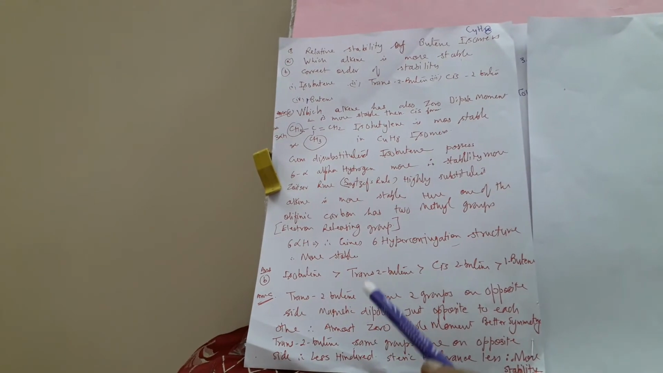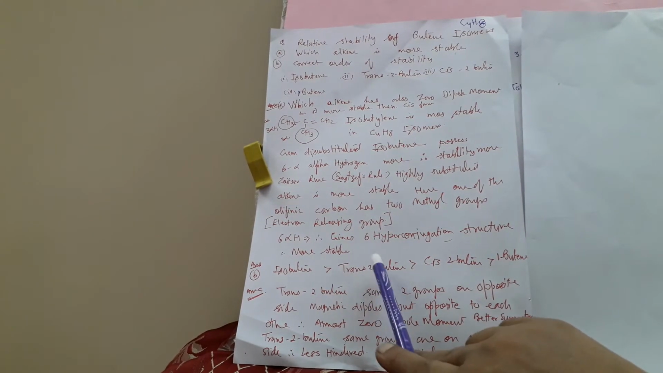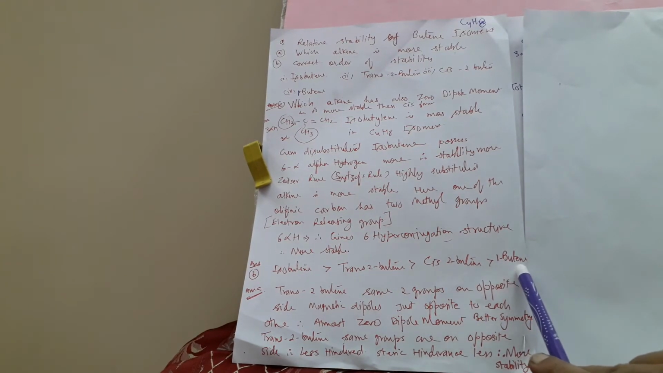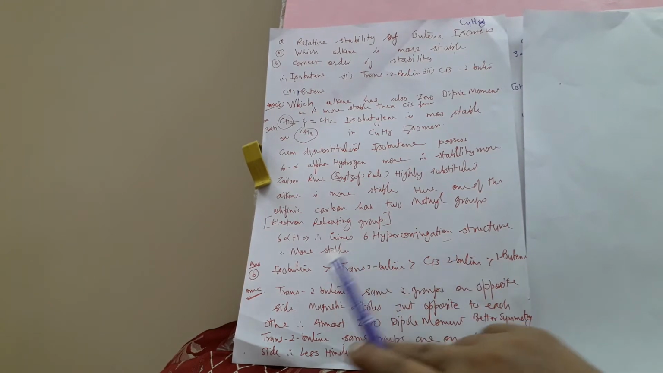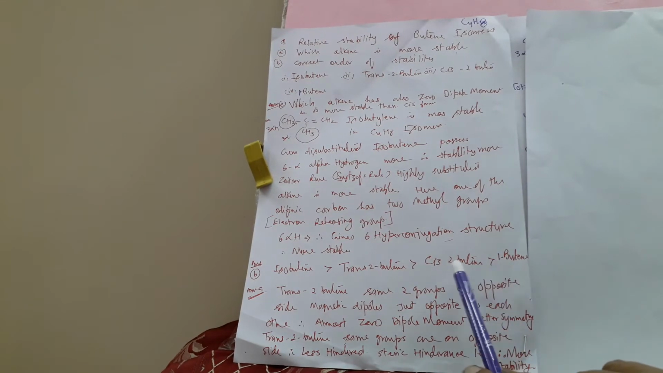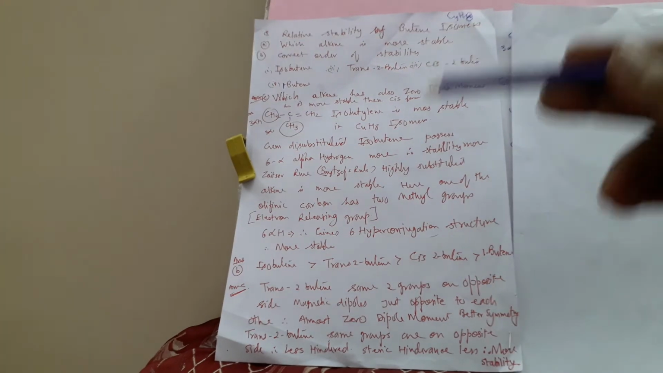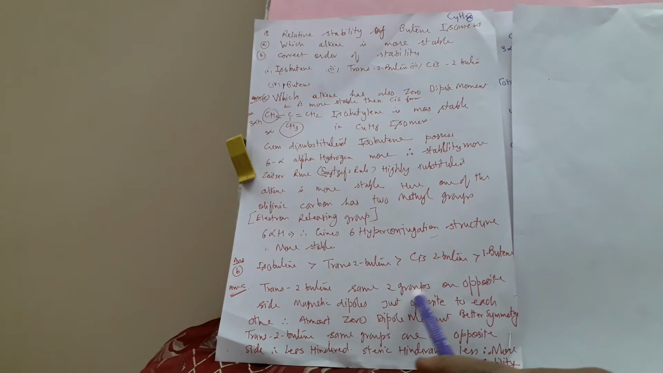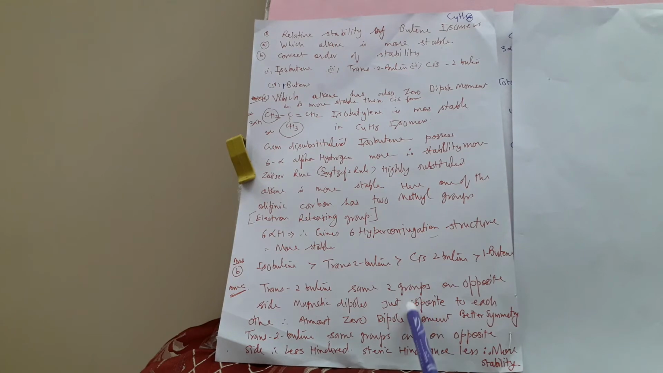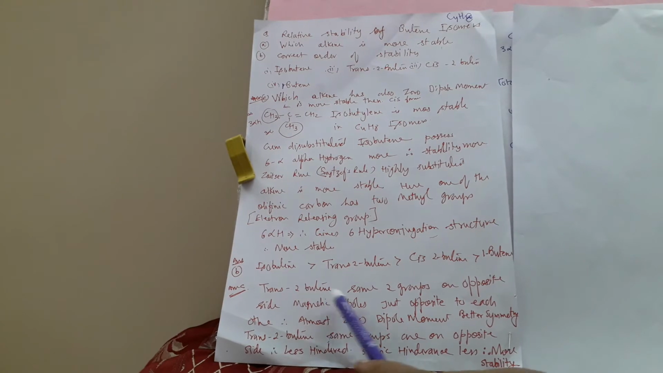So you got the idea? Isobutene is more stable than trans-2-butene, trans-2-butene is more stable than cis-2-butene, and cis-2-butene is more stable than 1-butene. These three are disubstituted, and this one is monosubstituted. Clear to you? According to Saytzeff's rule, highly substituted alkenes are more stable. Write down all the points which I have written. Trans-2-butene is more stable than cis-2-butene and has zero dipole moment also. Isobutylene does not have zero dipole moment, but trans-2-butene does.